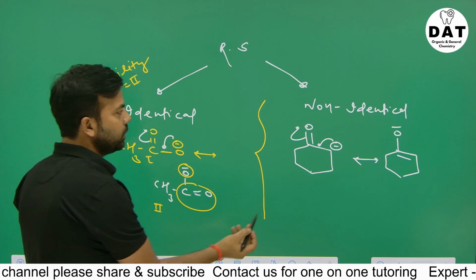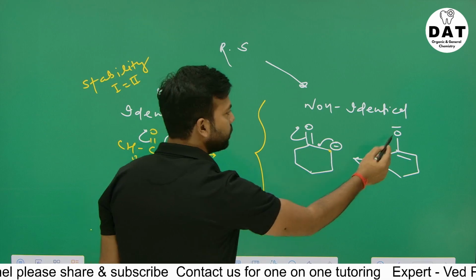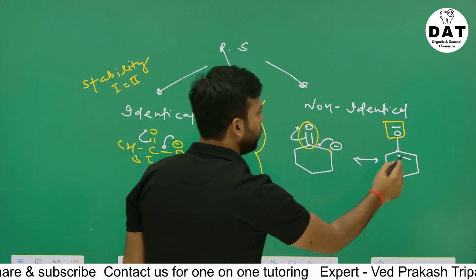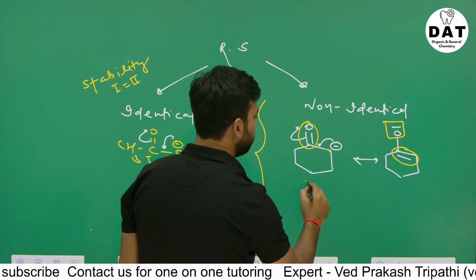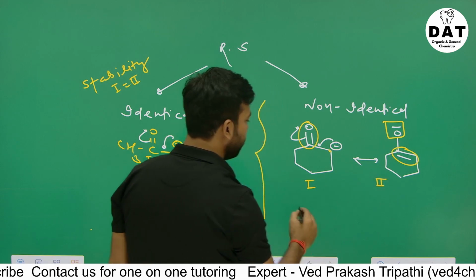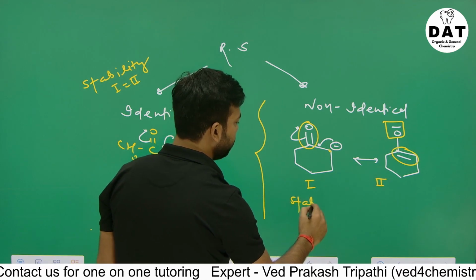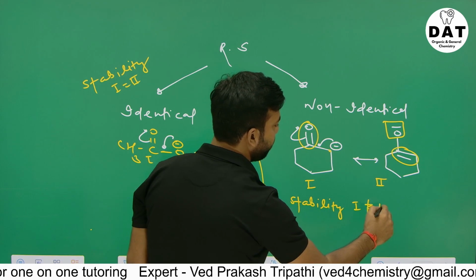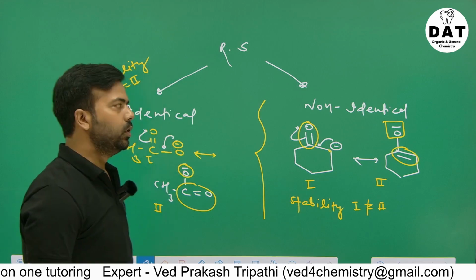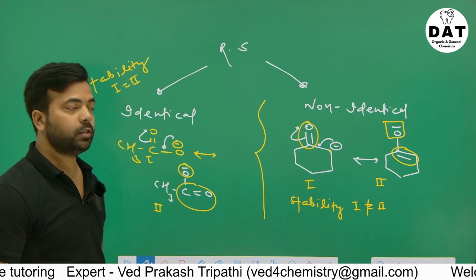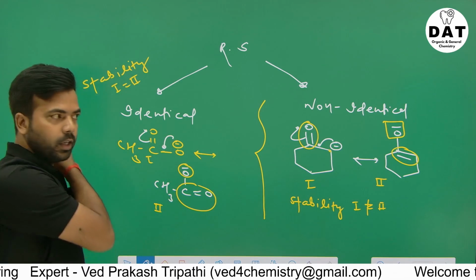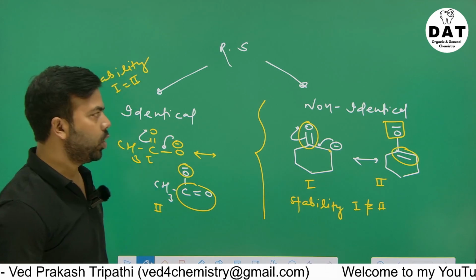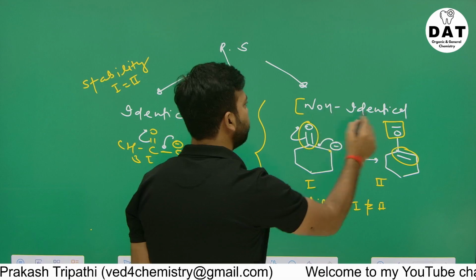In this case, this carbon is negative here and here oxygen is negative. This is C double bond O, this is C double bond C. So first and second are non-identical and stability is not equal. Clear? So non-identical have unequal stability, identical have equal stability, and in the next slide we are going to cover how to compare the stability of non-identical resonance structures, which is very important.